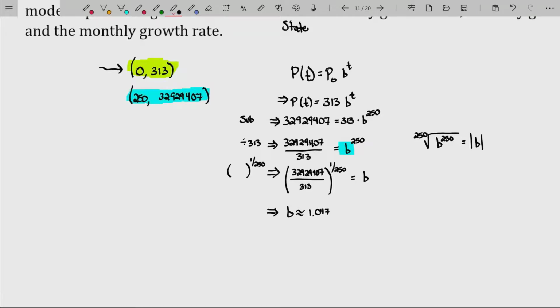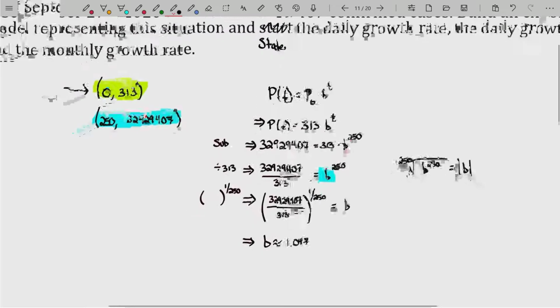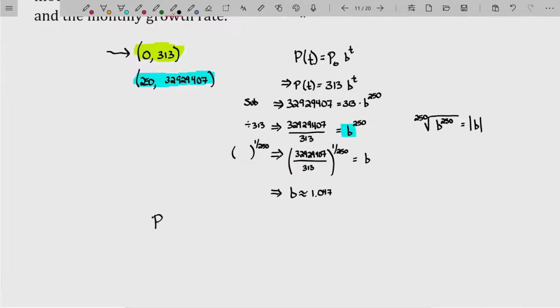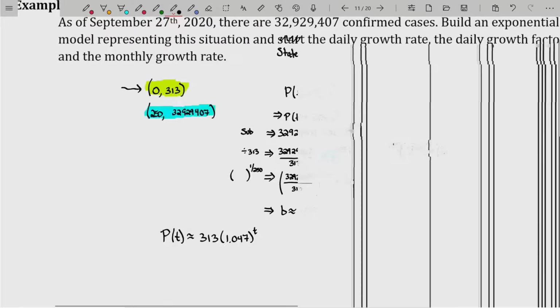So back on this page, we're going to say, great, our population function P of t, this is the population of people who've been diagnosed with COVID-19, is roughly equal to 313 times the quantity 1.047 raised to the t power. Now, that's a rough approximation, not exactly correct, but it's close.